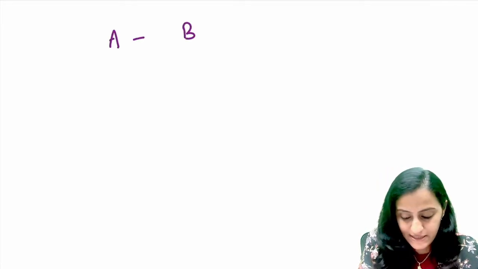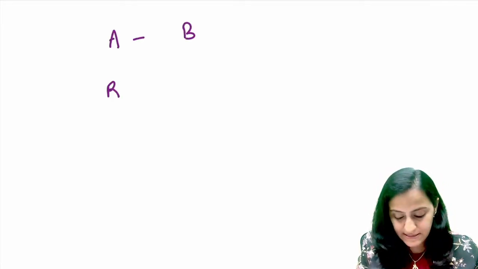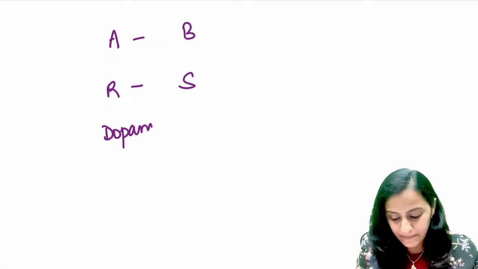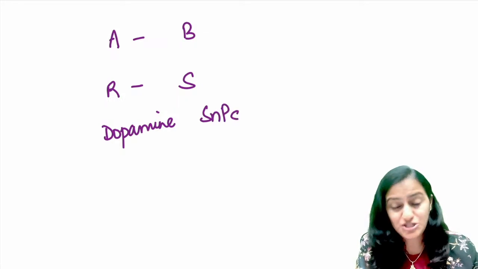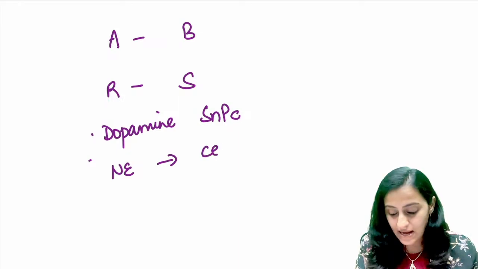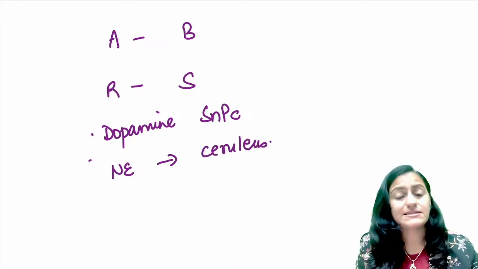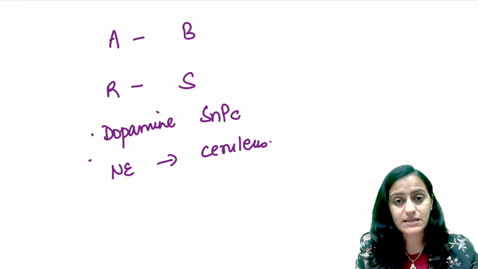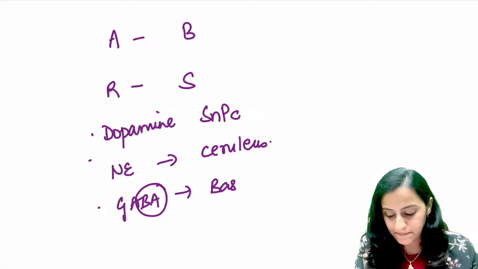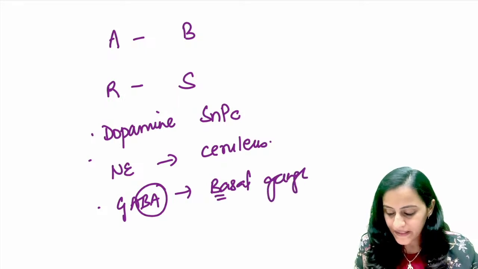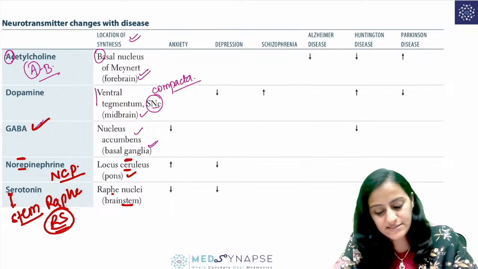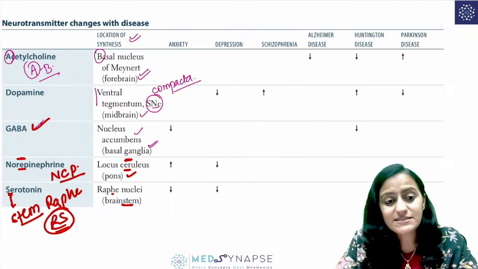हमने mnemonics देखे. A is B, acetylcholine is basalis, RS, raphe is serotonin. Then we have seen dopamine, we all know is Parkinson's, substantia nigra pars compacta, right? और कौन सा देखा? Norepinephrine, RE वाला is ER, ceruleus in the pons. Okay, ceruleus in the pons. That is what we have seen. GABA, we have seen GABA. Remember GABA, BA, that is in the basal ganglia circuit. Nucleus accumbens is where you have the GABA synthesized. Okay, so the site of synthesis is done. Everybody is clear with this?